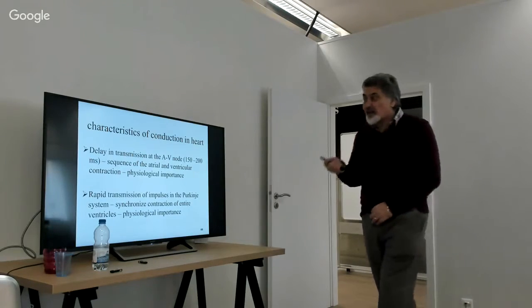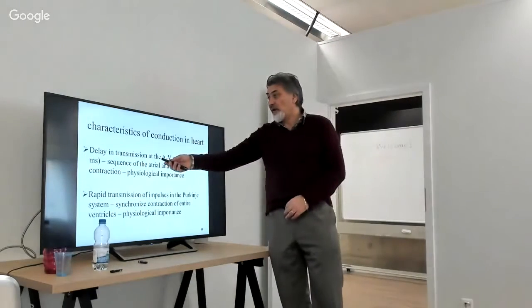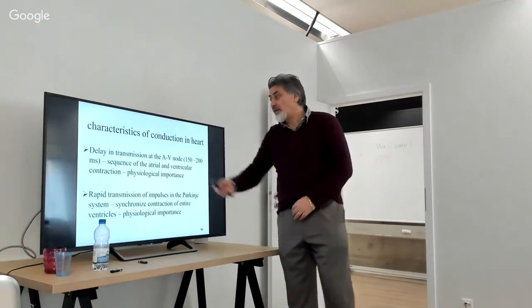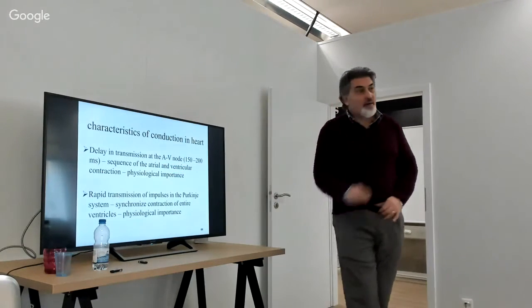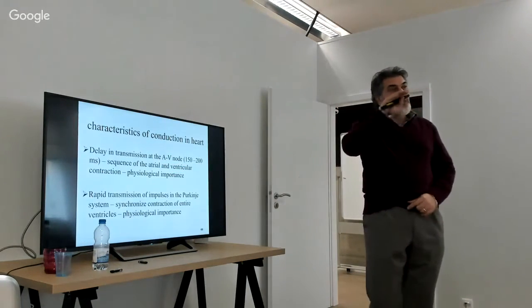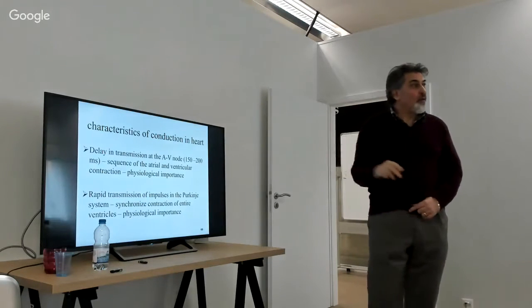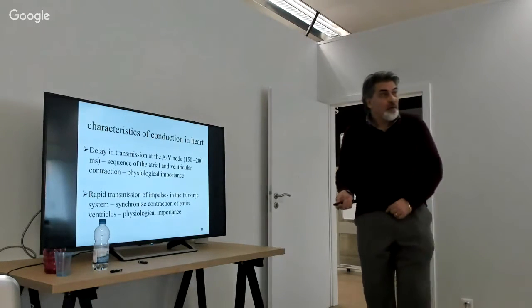So the delay in the transmission of the atrioventricular node is responsible for this delay between P and QRS.